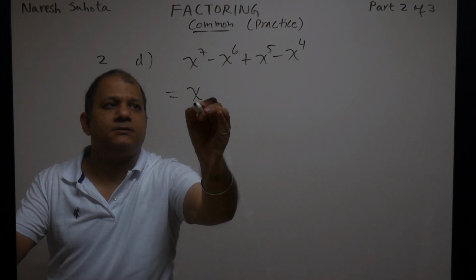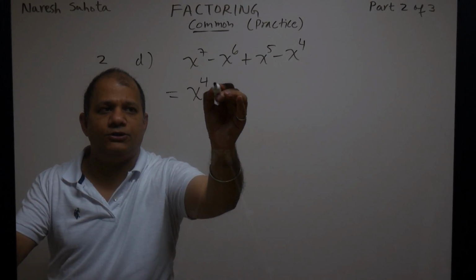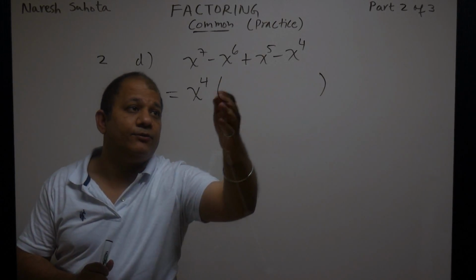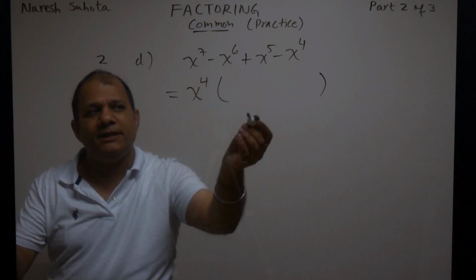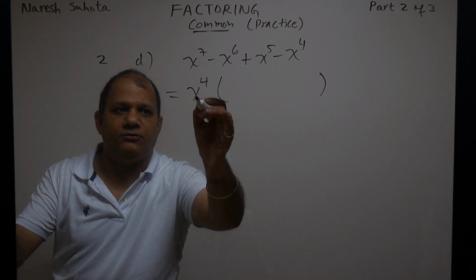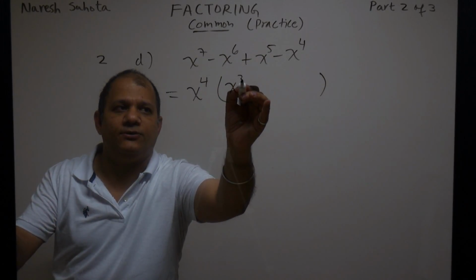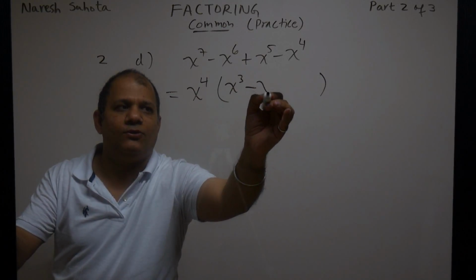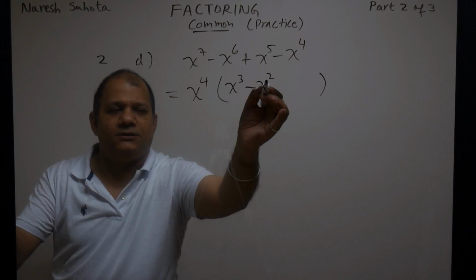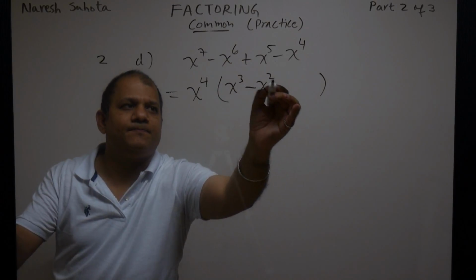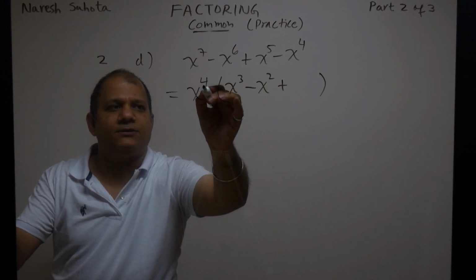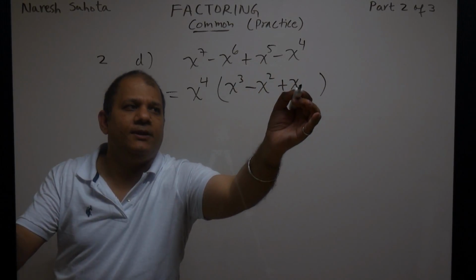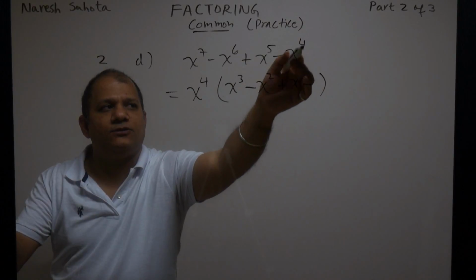So we go x and then take the lowest exponent, which is 4. So inside the bracket you're going to have your 4 terms. So this really is about your exponent rules, right? X to the 4 times x to the 3 will give me x to the 7 minus, so it's minus x to the 4 times x to the 2 will give me x to the 6. The next term plus x to the 4 times x to the 1 is going to give me x to the 5, and then minus x to the 4.